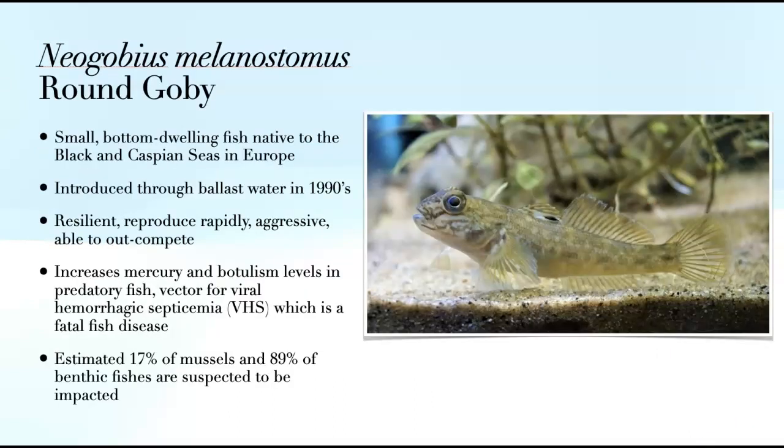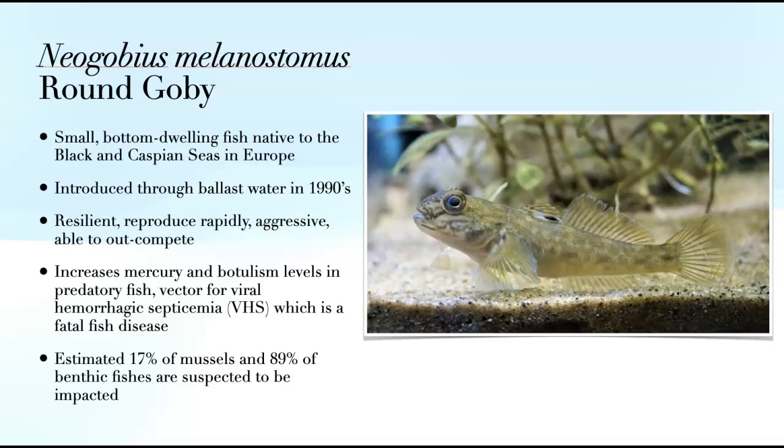To start off with the round goby, they are a small, bottom-dwelling fish originally native to the Black Sea and the Caspian Sea, which are in Europe. They were introduced into the Great Lakes through ballast water in the mid-1990s. They are considered to be extremely resilient. They reproduce very rapidly. They are an aggressive species, and all of this allows them to outcompete other native species.